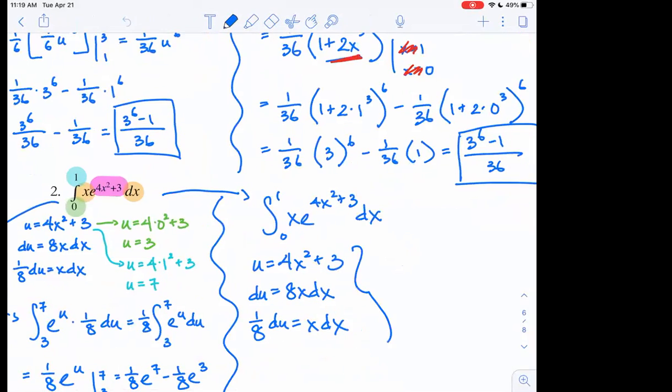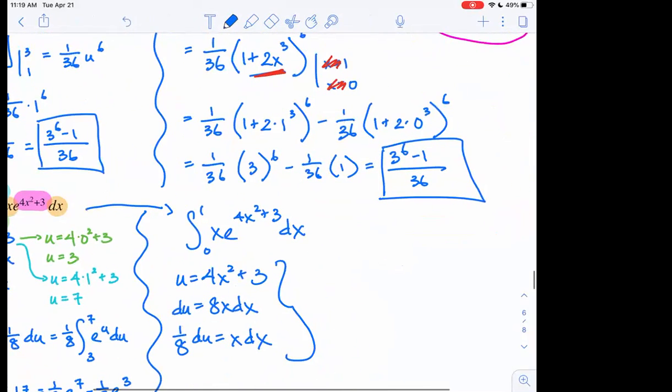Okay, now I'm going to substitute. So I'm going to get the integral from x equals 0 to x equals 1 of e to the u times 1/8 du. My goodness, I don't know why it does this.